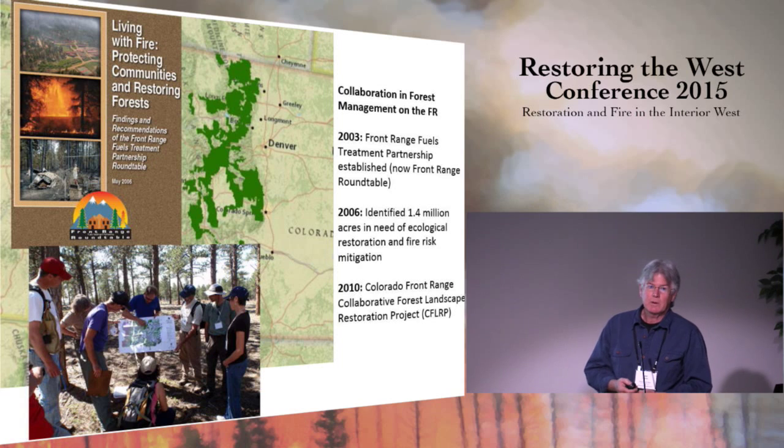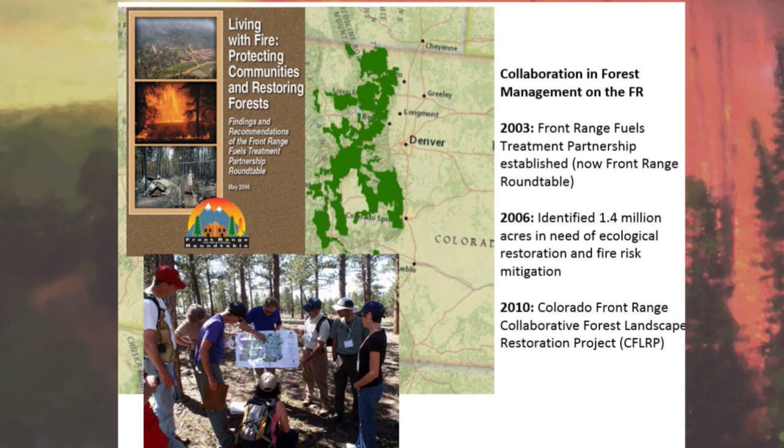Anyway, the Front Range Roundtable, and this is another thing like the Monroe Mountain Working Group, we've got a really good collaborative that's gotten started on the Front Range, working with the Pike, San Isabel, and Arapahoe Roosevelt National Forests. This Front Range Fuels Treatment Roundtable was the original name. It's now the Front Range Roundtable, and we're actually going to change the name again, we think, just because Roundtable doesn't really convey anything. It got started after the 2002 Hayman fire.